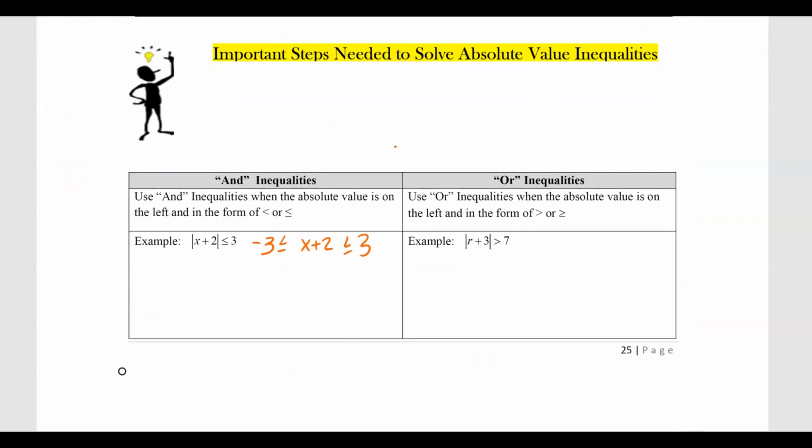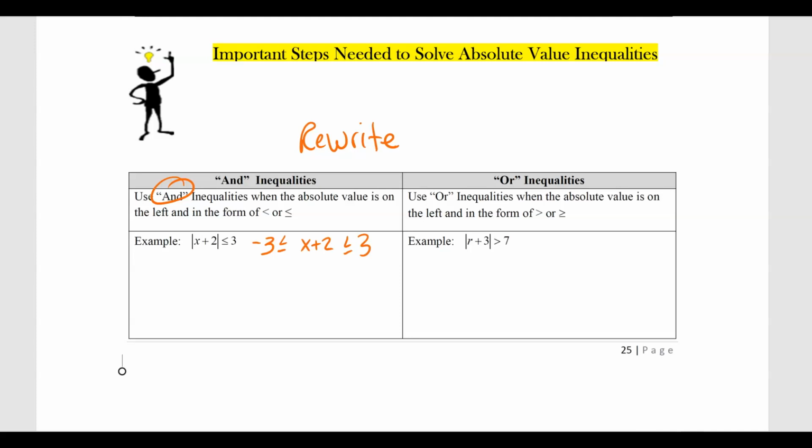Okay, moving on here. I've already written this first one here. And important steps. One thing that we are going to do, you need to rewrite these. Okay? If you do not rewrite these, then you're already doing it wrong right from the get-go. So these first ones, when you have an and, you can write it as a compound inequality. Right? We can have this on both ends. And when we rewrite this, that addresses the absolute value.